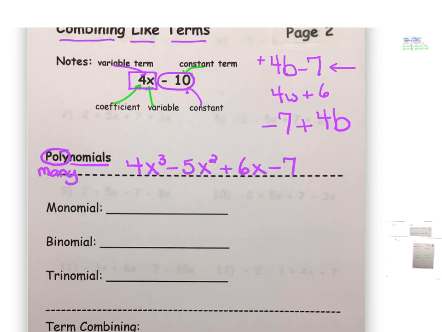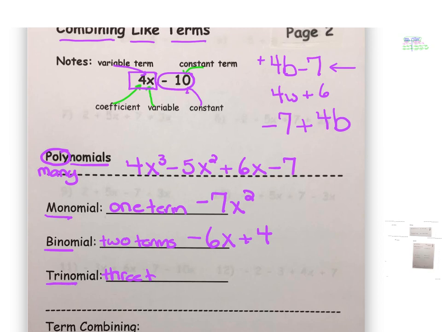But the type of polynomials we'll work with are going to be a bit simpler. There's a monomial, a binomial, and a trinomial. Monomial means one term and one term only. A monomial might be -7x squared. And that's it. One simple term. A binomial has 2 terms, such as -6x plus 4. And lastly, a trinomial will have 3 terms. Please take down these notes.